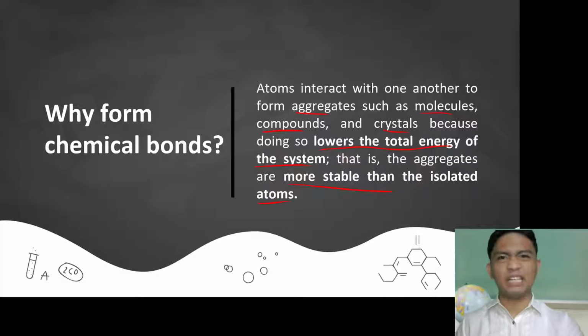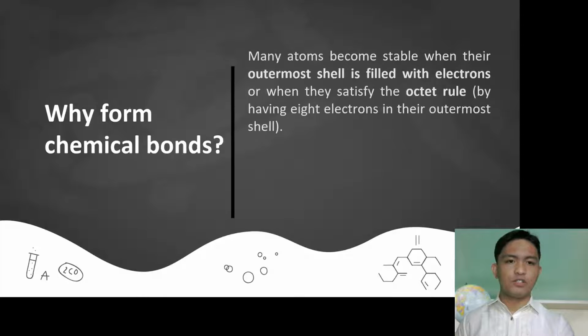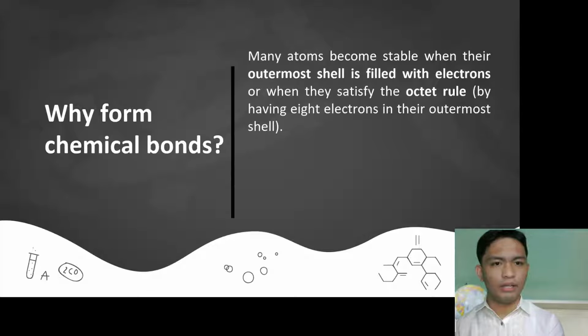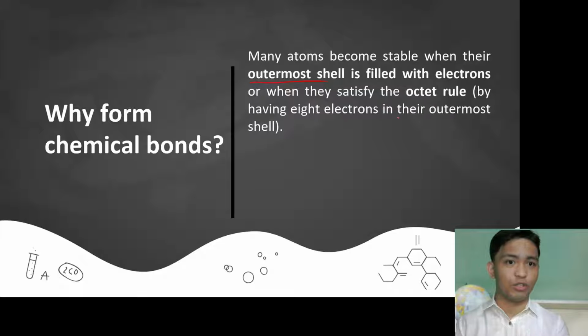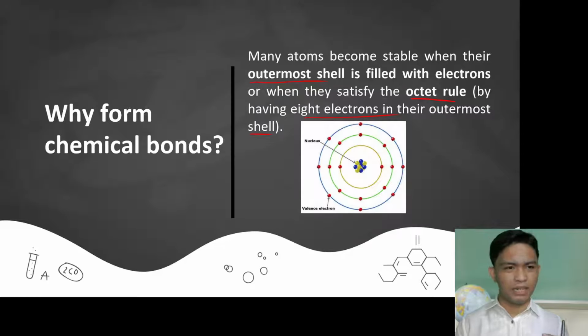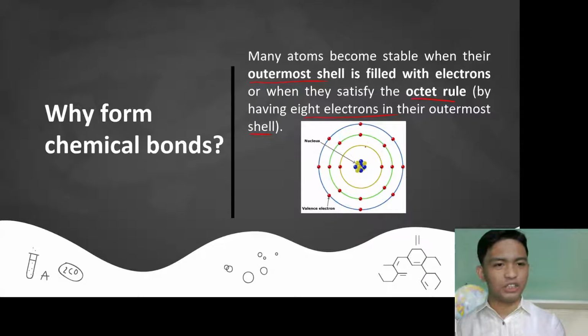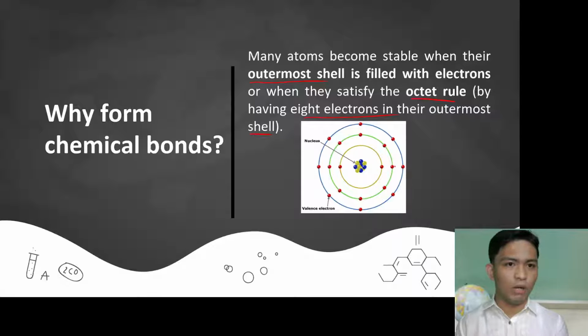Anong ibig sabihin ng pagiging stable na yun, sir? So, many atoms become stable when their outermost shell is filled with electrons or when they satisfy what we call octet rule by having 8 electrons in their outermost shell. So, tanda pa ba yung model ni Bohr? So, para mas madali natin ma-visualize, di ba, meron tayong mga shells or mga energy levels. So, naging stable daw ang isang atom kapag yung outermost shell na ay filled with electrons.